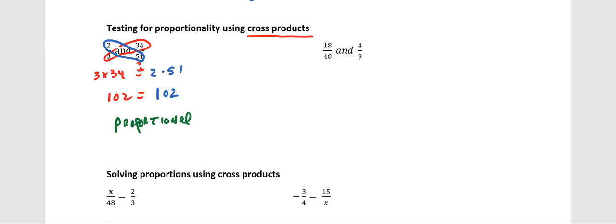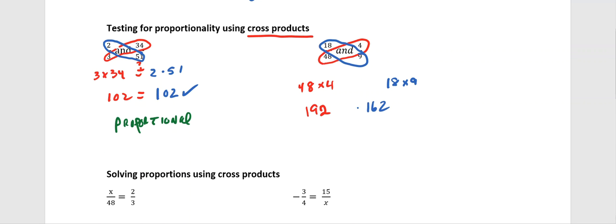So if we were to test the next one, if I were to quickly identify 48 times 4 and compare it to 18 times 9, if I get the same result, it will be proportional. If I get a different result, it will not be a proportional relationship. So if we quickly check 48 times 4, we will get 192 from that cross product. And if we do 18 times 9, we will get 162 out of that cross product. So those are not equal. So in this case, that would be not proportional.